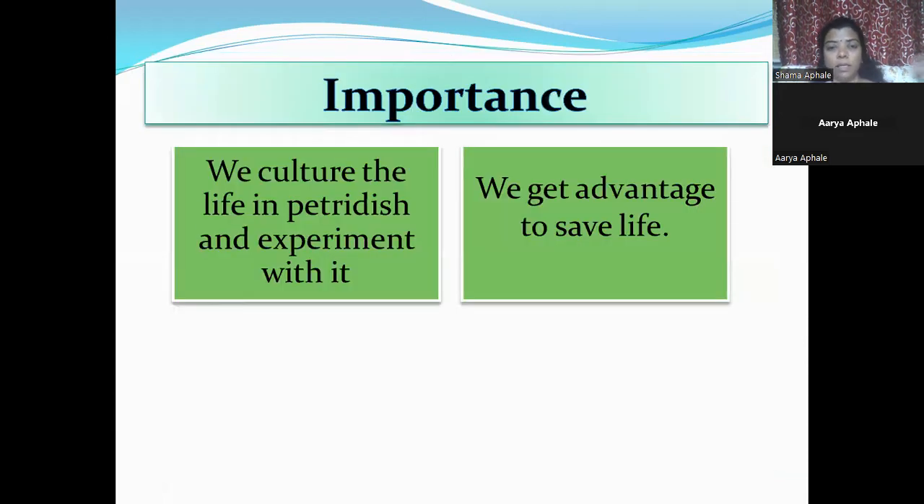Hence, as we have discussed, the main importance of animal cell culture is that we are culturing actual life in a petri dish and experimenting with it. In this process, we get the advantage of saving lives. Without sacrificing animals, we are able to test drugs directly on various types of cells.